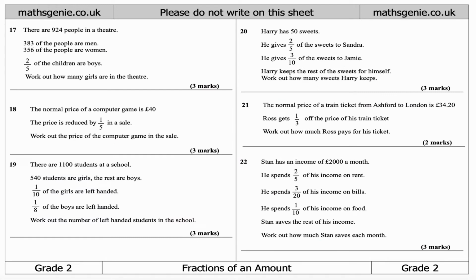Okay, this is question number 17. There are 924 people in a theatre. 383 of them are men, 356 of them are women, 2/5 of the children are boys. Work out how many girls there are. Well, if 2/5 of children are boys, that means 3/5 of them are going to be girls. Because 2/5 and 3/5 equal 1 whole.